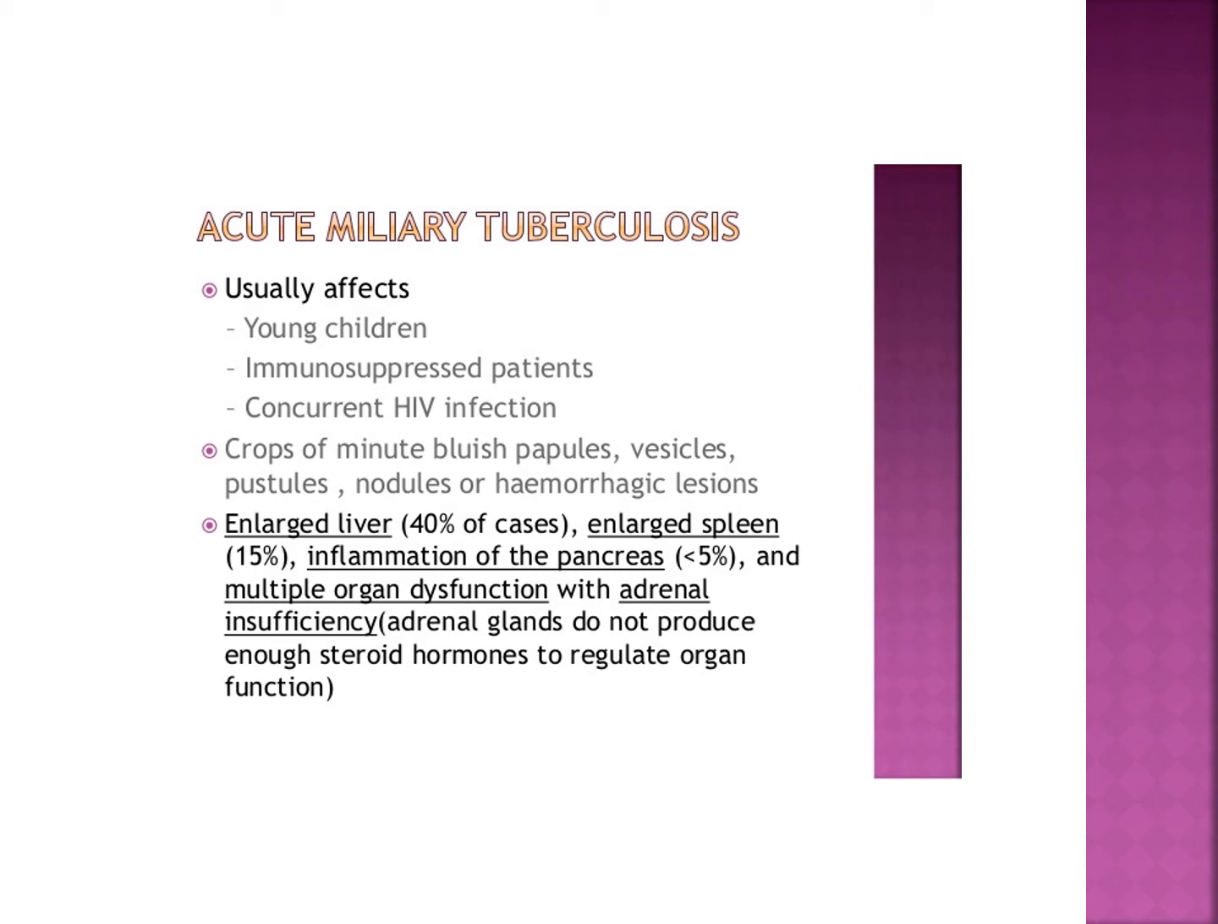So important features which you can look for are an enlarged liver in 40% of the cases, enlarged spleen, inflammation of the pancreas, or multi-organ dysfunction. Especially it involves the adrenal glands, and dysfunction of the adrenal glands also shows its signs and symptoms, especially in the form of hyperpigmentation or hormonal imbalances by negative feedback.